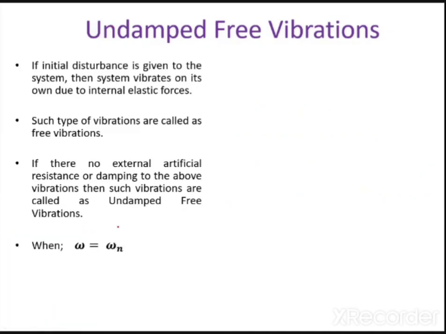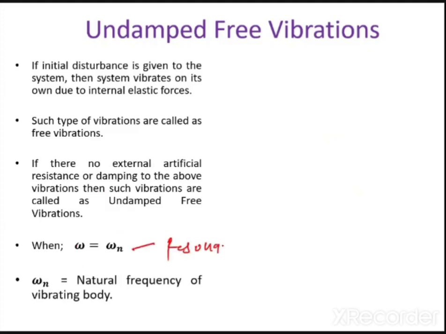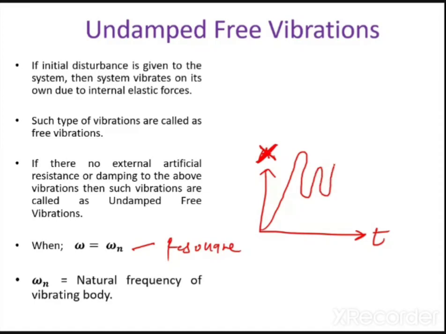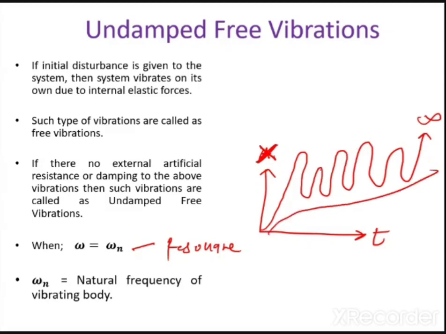So when omega is equal to omega n, what will happen? This condition is called resonance. If I draw amplitude, let us say capital X, amplitude means maximum displacement. The graph will be like this. Initially it is very high, then maybe it will decrease, maybe again it will increase, and will go to infinity. And at some point of time, the system will fail. So you see the graph is with increasing amplitude, right? This happens at resonance.